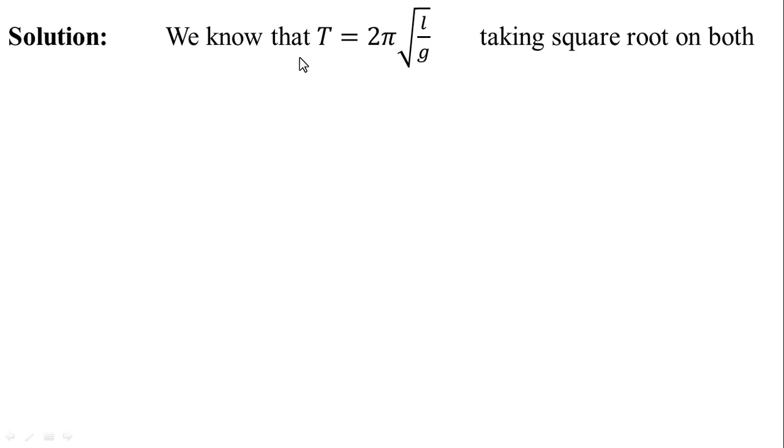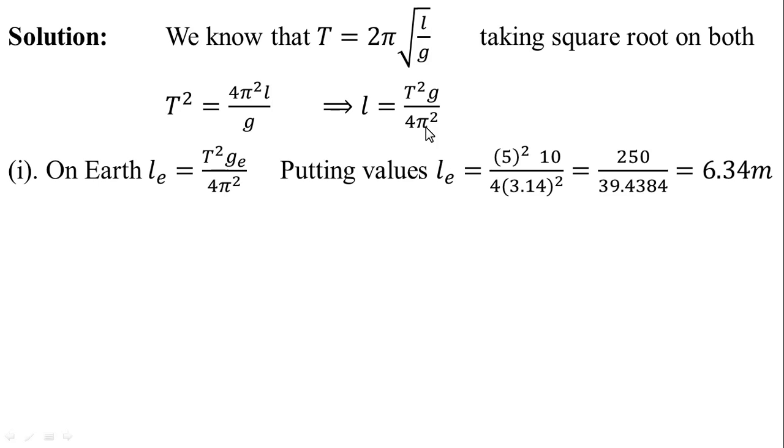We know that T is equal to 2 pi square root of L over G. Taking square on both sides, T square is equal to 4 pi square L over G. This implies that L is equal to T square G over 4 pi square. First, we can find the value of length on earth. LE is equal to T square GE over 4 pi square.